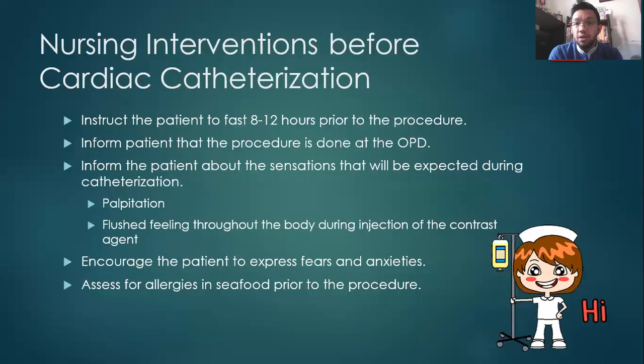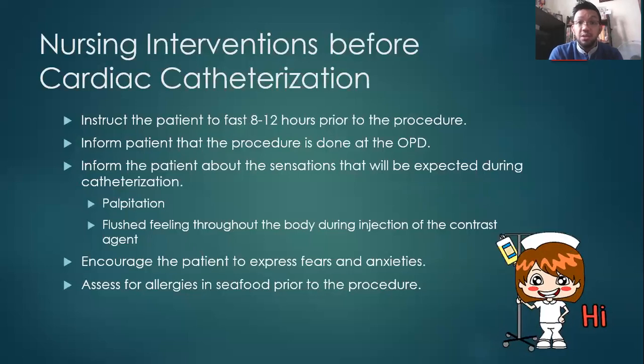So our nursing interventions before cardiac catheterization is to instruct the patient again to fast 8 to 12 hours prior to the procedure. So tell the patient not to take in food before the procedure. Inform the patient that this procedure can be done at the OPD or the outpatient department. Inform that the patient will feel sensations during cardiac catheterization such as palpitations and a flushed feeling throughout the body when the doctor is already going to inject the contrast agent, that radiopaque dye.